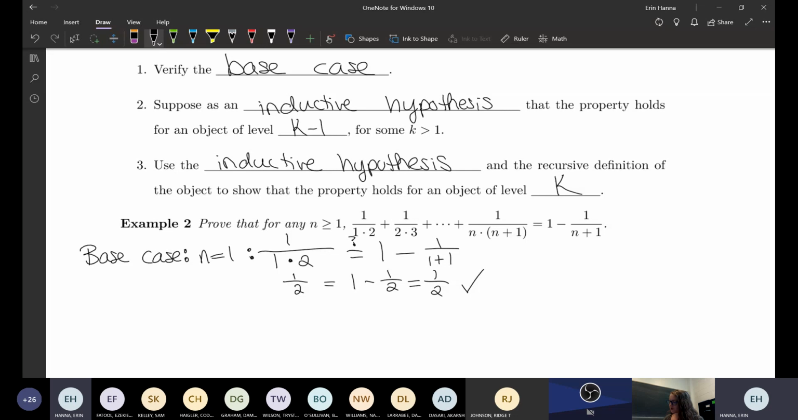We'll get minus k minus 1 plus 1, sorry. So that negative 1 and plus 1 are going to cancel each other out. We'll get 1 plus negative k over k times k plus 1. And then essentially that negative can come back out.